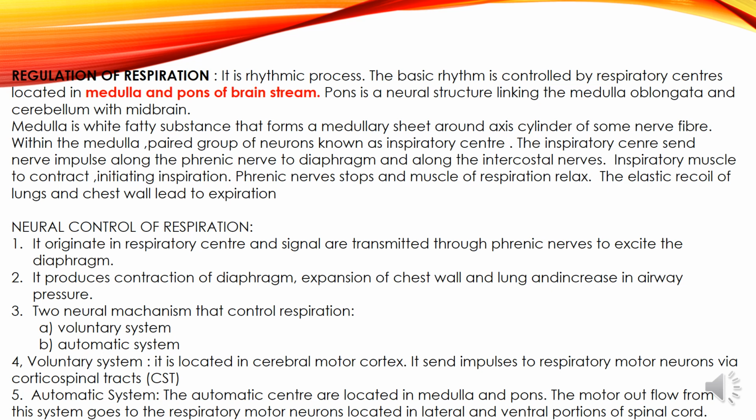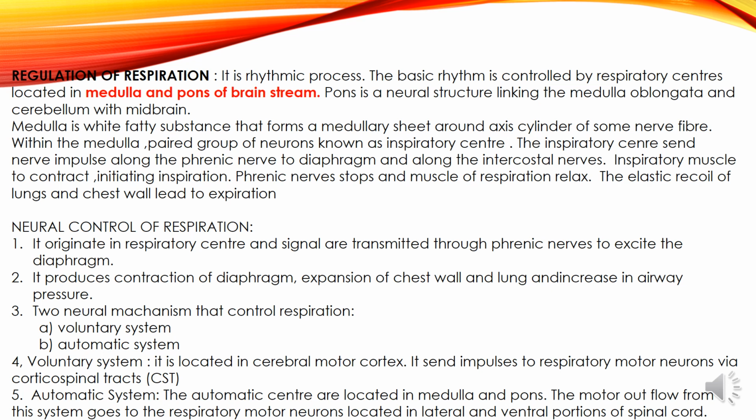The basic rhythm is controlled by respiratory centers located in the medulla and pons of the brainstem. The pons is a neural structure linking the medulla oblongata and the cerebellum with the midbrain. What is medulla? The medulla is a white fatty substance that forms a medullary sheath around the axis cylinder of some nerve fibers. Within the medulla, a paired group of neurons is known as the inspiratory center.